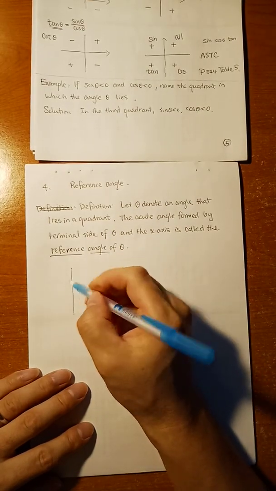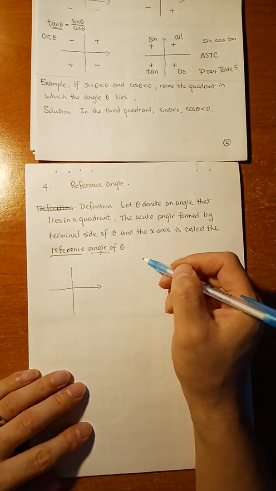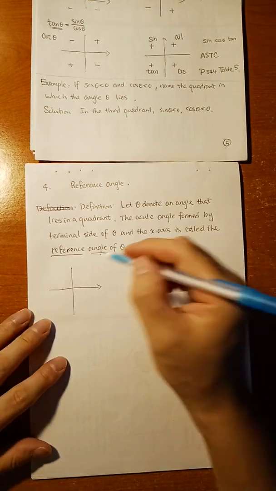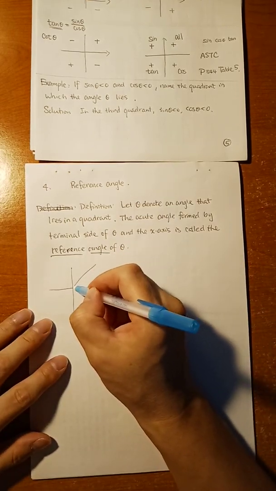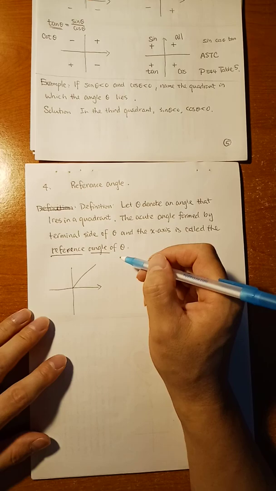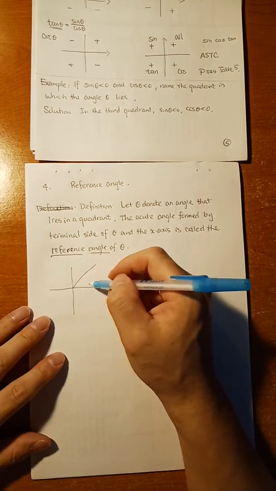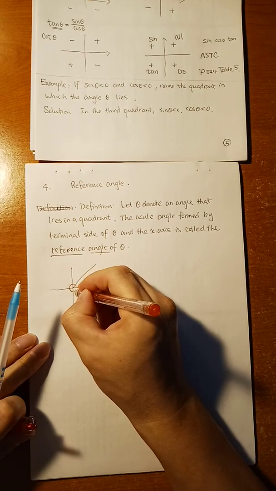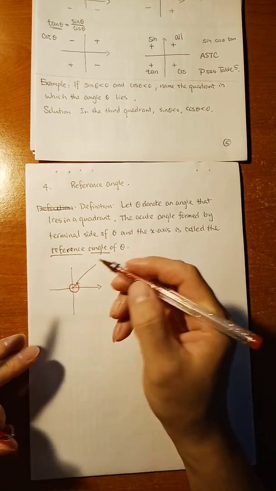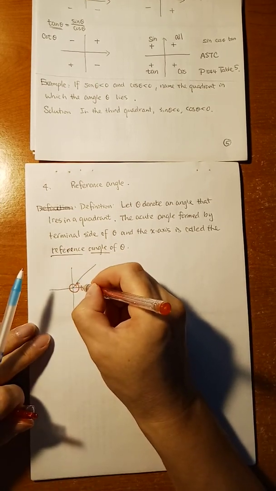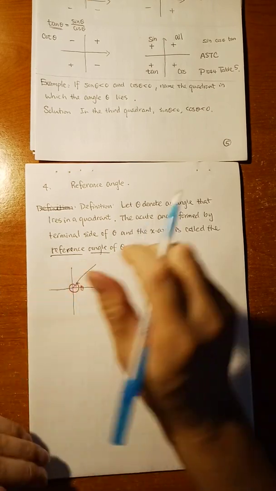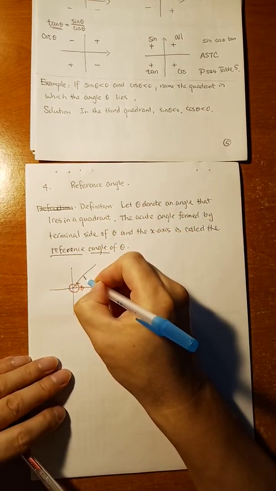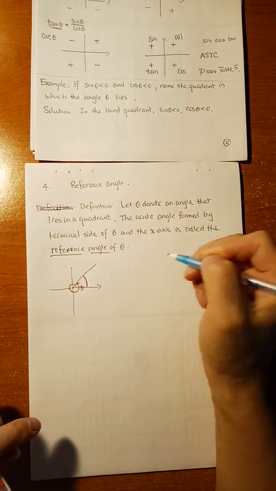Let's see what a reference angle is. We have 4 situations. Assume the terminal side is in the first quadrant. I only say the terminal side is in the first quadrant. Possibly, the angle is like this. It's possible. If this is theta, what is the reference angle? The reference angle is this one. This is the reference angle.